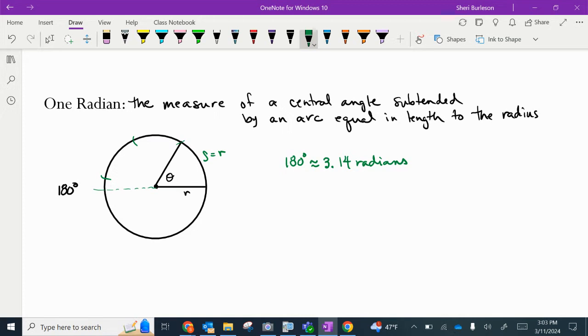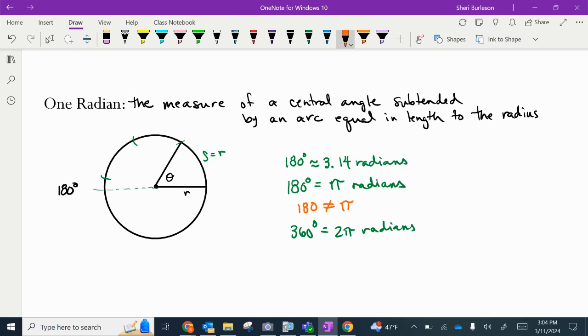Wait a minute. 180 degrees is pi radians. So what is 1 full rotation of my circle? 360 degrees is 2 pi radians. Now, here's something you have to be careful of.